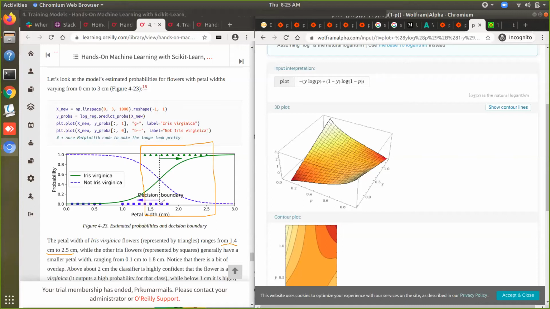Here you can find that in the actual data, this region that we are seeing corresponds to Virginica flowers, and this point corresponds to a petal width of 1.4. That's why he mentioned it is 1.4 to 2.5 centimeters. Does that clarify it for you?